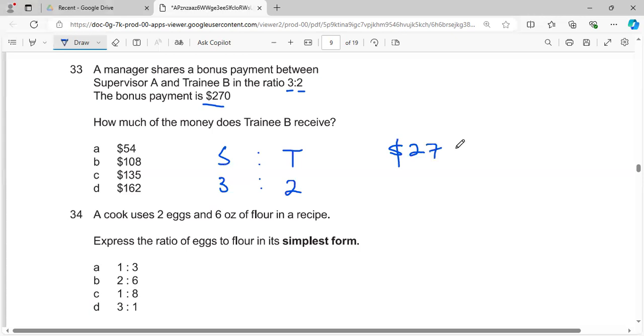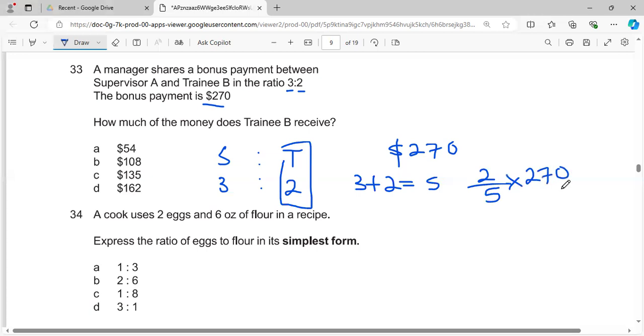So what we need to do is form a fraction, but we need the denominator. And the denominator is the total share. So we're going to add 3 plus the 2, which is equal to 5. And then each person's share would be based on how much they get. Now they ask us for trainee B, which is 2 shares. So this is the one that they want us to focus on. So it will be 2 out of the 5 times the total, which is 270.